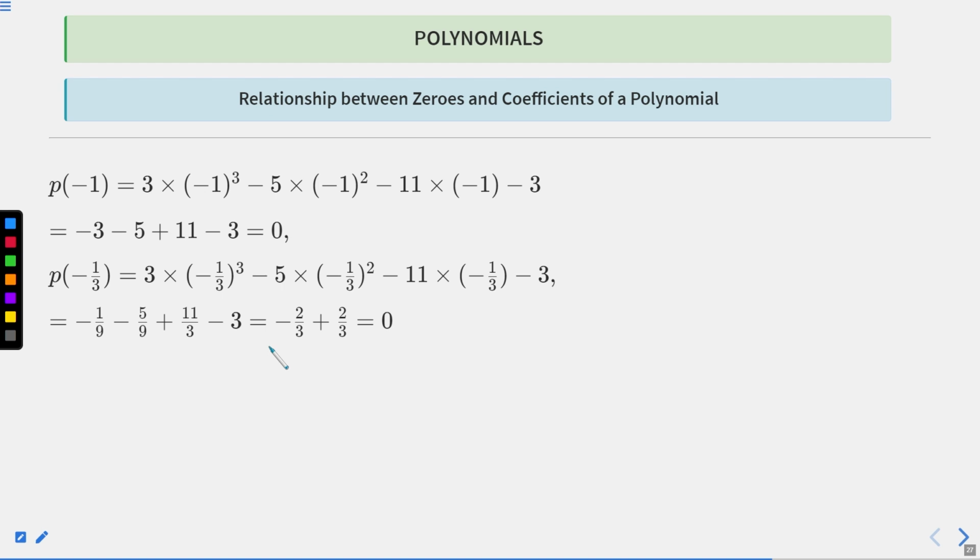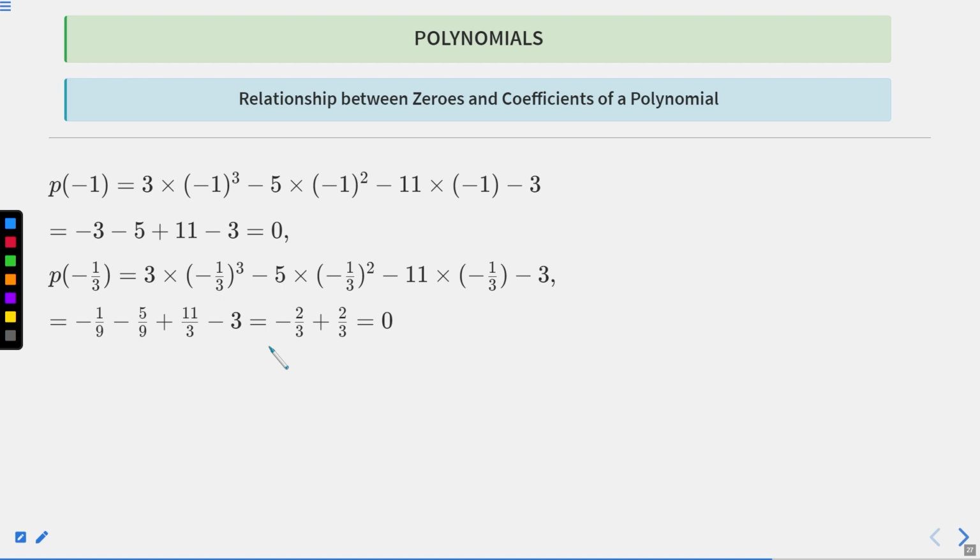And next, p of minus 1 by 3 is equal to 3 times (minus 1 by 3) cube minus 5 times (minus 1 by 3) whole square minus 11 times (minus 1 by 3) minus 3. If you simplify this, you'll get minus 1 by 9 minus 5 by 9 plus 11 by 3 minus 3. And this is equal to minus 2 by 3 plus 2 by 3, which is equal to 0.